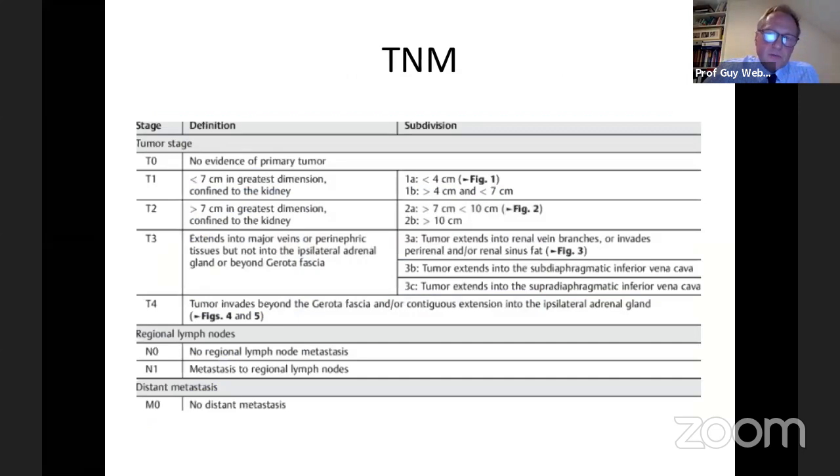The TNM staging, which I won't dwell on, basically quantifies the tumors that are small as T1A. That's less than 4 centimeters, and that's what I'm going to talk about. So that's 4 centimeters in the greatest dimension and confined to the kidney. T1A. T1B is between 4 and 7 centimeters. That used to be the T1 category. So we've come smaller as we've started to pick them up, and T2 more than 7.